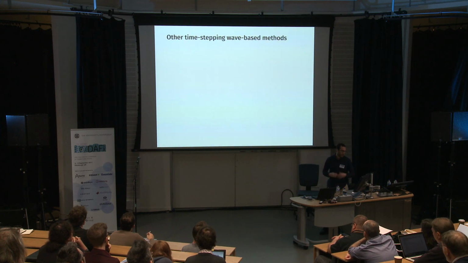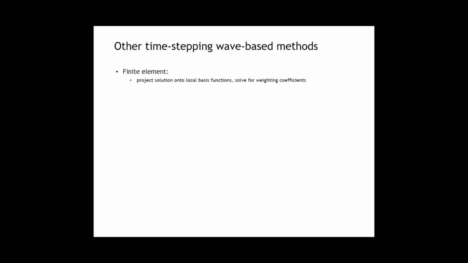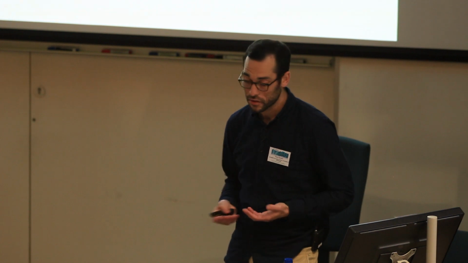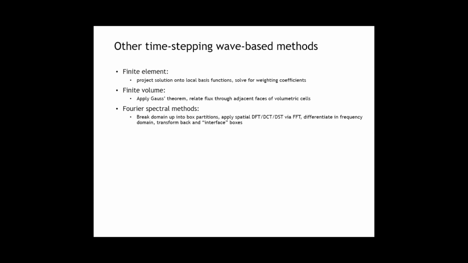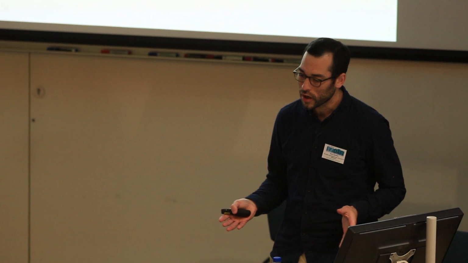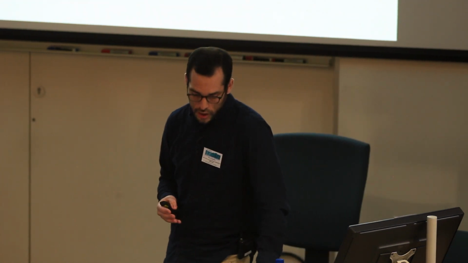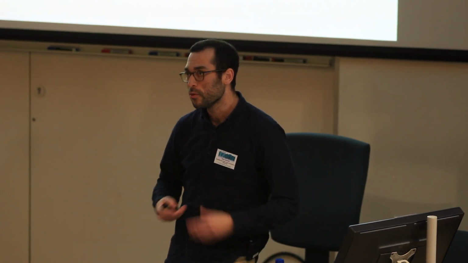Okay, there's other time-stepping wave-based methods you can choose. So there's finite element. Very briefly, you project your solution onto some local basis functions and then solve for weighting coefficients, which allow you to reconstruct the solution. You have finite volume. In this case, you apply Gauss's theorem or the divergence theorem to your equations, and then you relate flux passing through adjacent faces of volumetric cells. And then you have Fourier spectral methods. Essentially, in this case, you transform to the spatial frequency domain, usually over a box and with the fast Fourier transform algorithm. That allows you to differentiate in the frequency domain, which is just a multiplication. So you can do that exactly, and it removes a lot of the numerical dispersion.